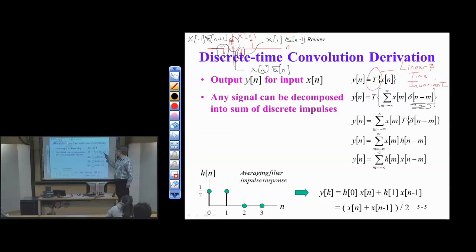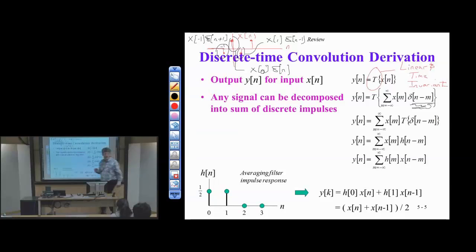So when little m is 0, I have the origin. I pick off the amplitude value at the origin. Little m is 1, I pick off x of 1. Little m is -1, I pick off x of -1. And if I sum from -infinity to infinity, I represent x of n explicitly.